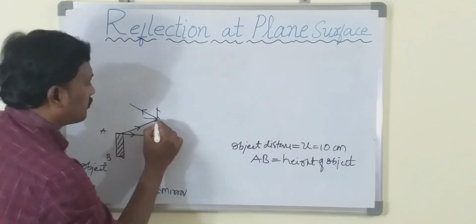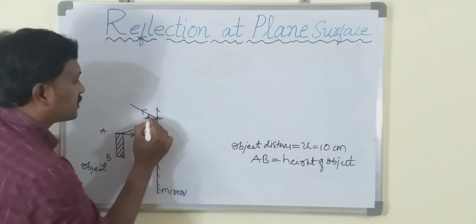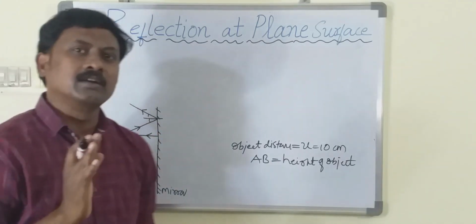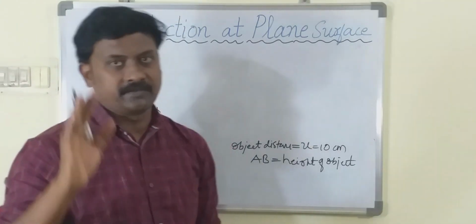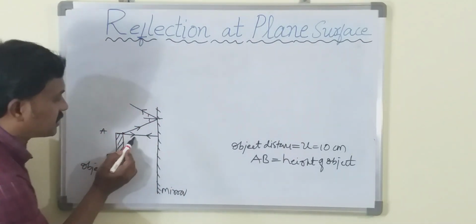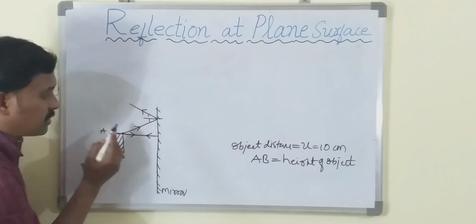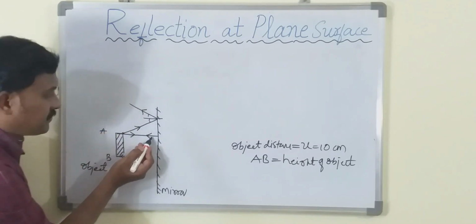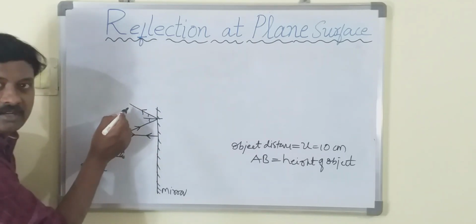So if you draw a normal here and check the angle of incidence and angle of reflection, you will see that the angle of incidence is always equal to the angle of reflection. So we have drawn two incident light rays. This is the first incident light ray, this is the second incident light ray. And we have two reflected light rays. This is the first reflected light ray, this is the second reflected light ray.